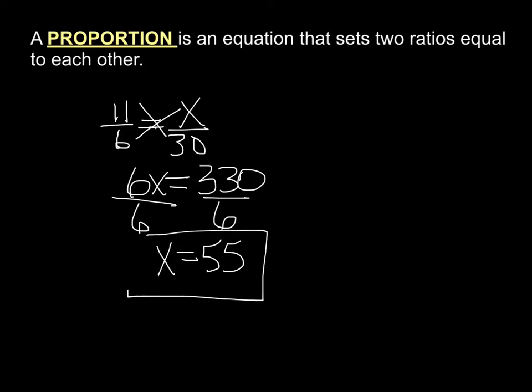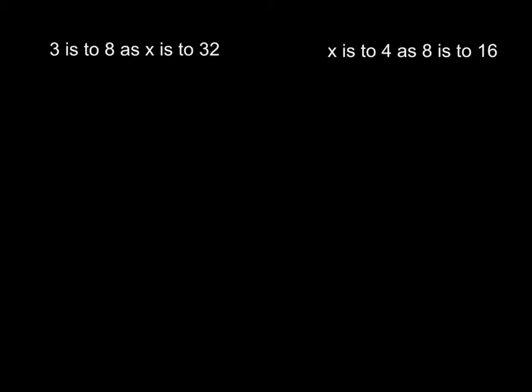A proportion is two fractions that are set equal to each other, and they can be solved. A proportion can be solved, and a ratio cannot. Let's take a look at these and see if we can set these up. 3 is to 8. That just means fraction, 3/8. "As" means we're going to put an equal sign. x is to 32. So all we have to do now is cross multiply.